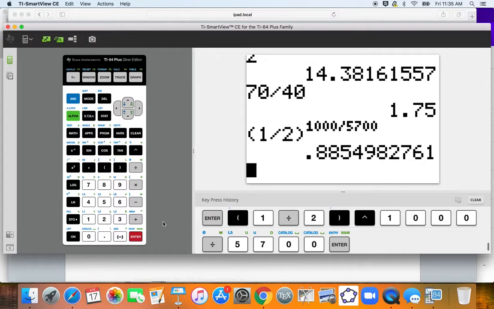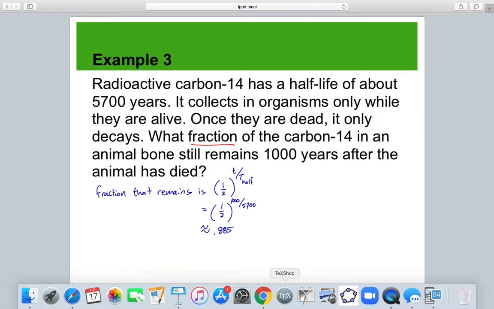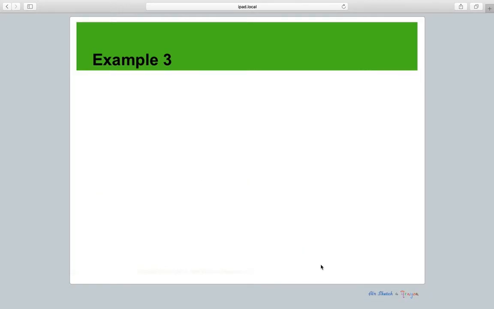So 0.885. All right, so we're going to say about 88.5% of carbon-14 still remains. And that's a process called carbon dating. That's how they date how old something is, like a fossil that they find. All right.